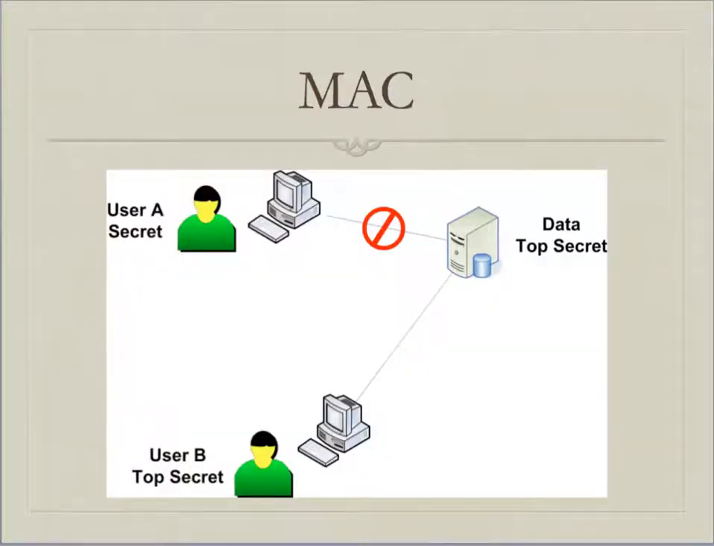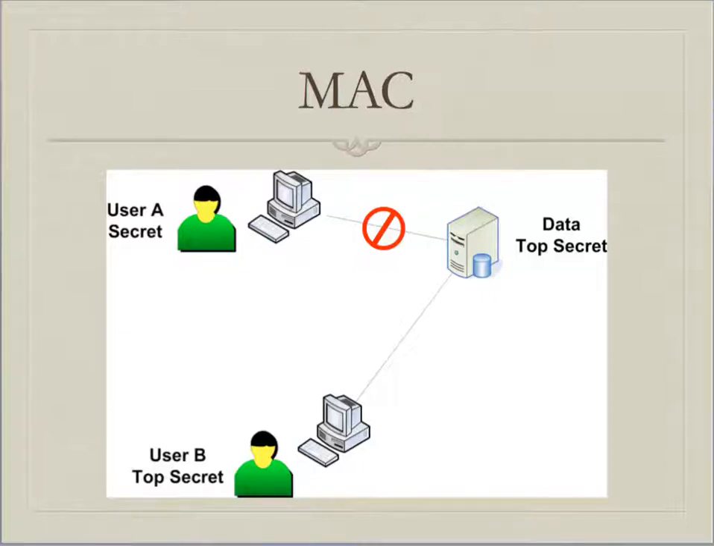So here's a very simple example of mandatory access control. What happens is user A and user B each have a security classification. User A has a secret classification. User B has a top secret classification. I'm using governmental classifications here because for the most part, mandatory access control is only feasible if you're protecting national defense secrets. It is too involved and costs too much to maintain for most business data.